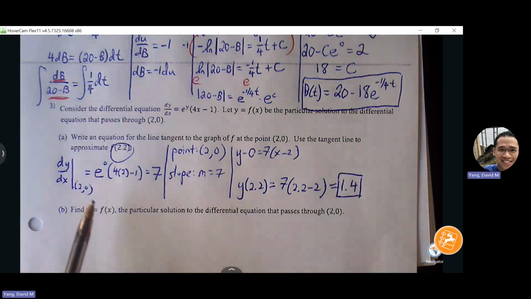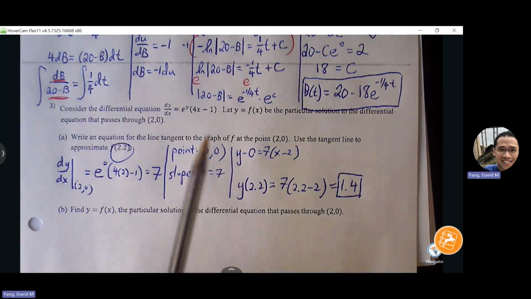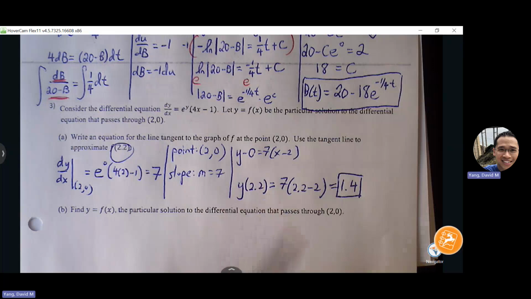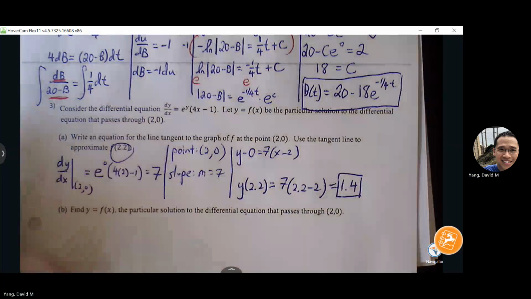Okay, part B, we're asked to find a particular solution. So we're going to solve the differential equation. We separate the variables, solve for C, and then solve for y.